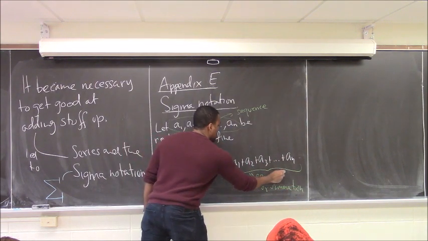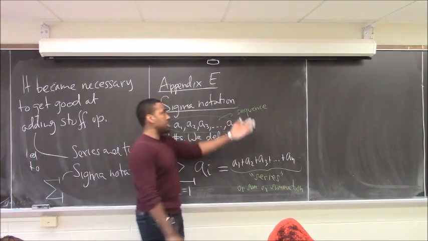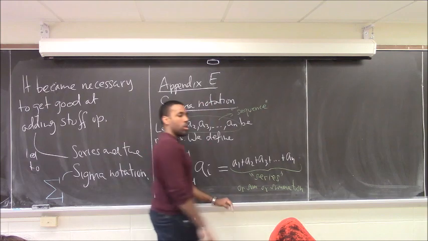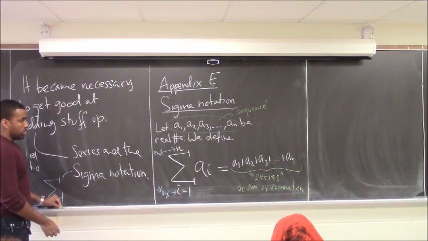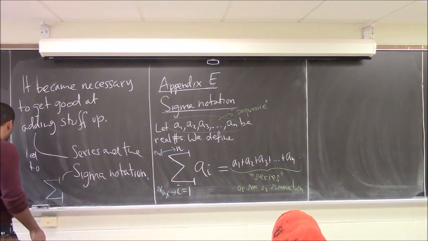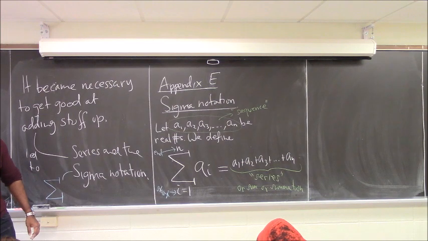So we can have a list of numbers in a definite order. This is called a sequence. When you add up all these numbers, that is called a series. Okay? And so that's just a notation that we use to add a bunch of things.